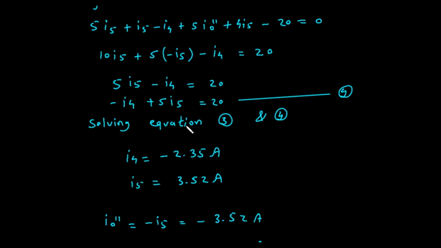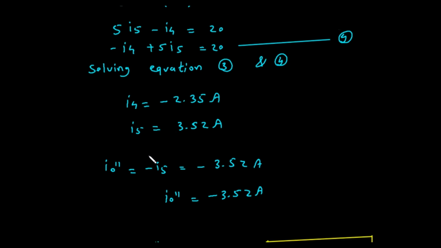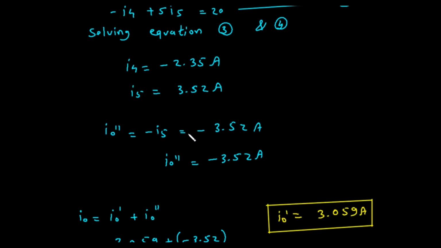Negative 2/3 I sub 5 plus 5 I sub 5 equals 20. To add these, we find a common denominator. 2/3 I sub 5 plus 15/3 I sub 5 equals 20. 17/3 I sub 5 equals 20. Solving for I sub 5, I sub 5 equals 20 times 3 divided by 17, which is 60 divided by 17, or approximately 3.52 amperes.